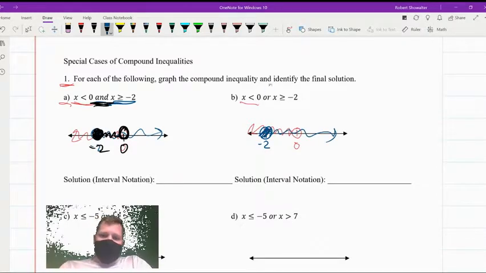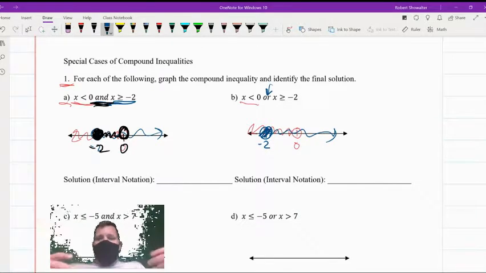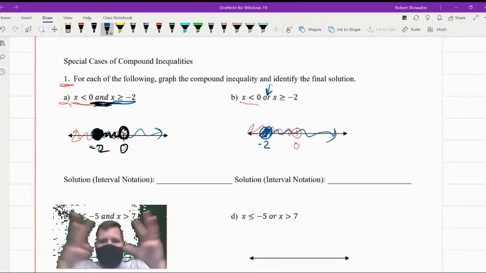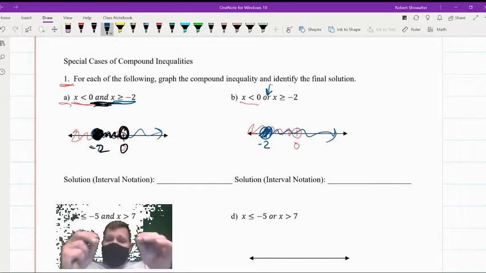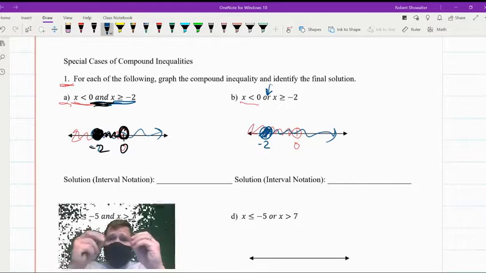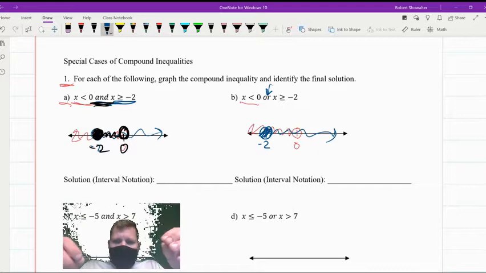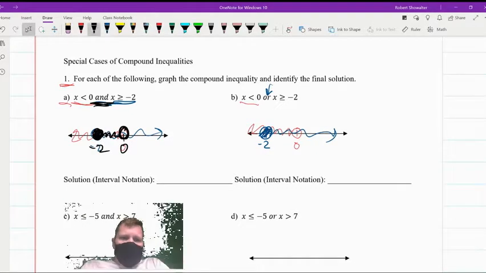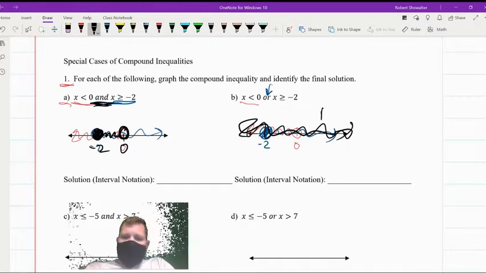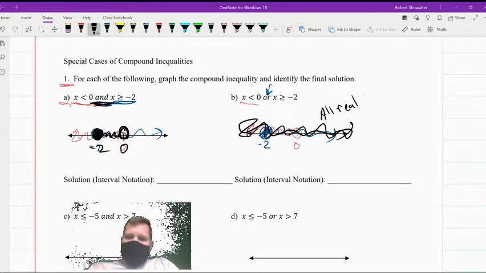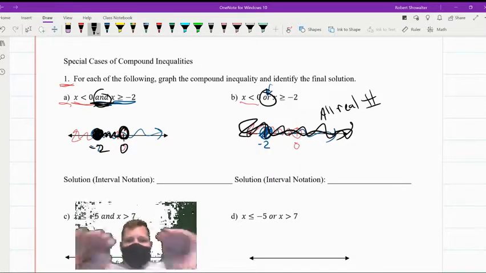This one has the word or. The word or means we take all of the parts of all of them, the union of all of the potential solutions for each and every one of the statements located in there. If we take the union, all of the parts, it's going to end up filling in the whole graph. This one is all real numbers. Okay, that is the effect of the middle word that shows up in there.